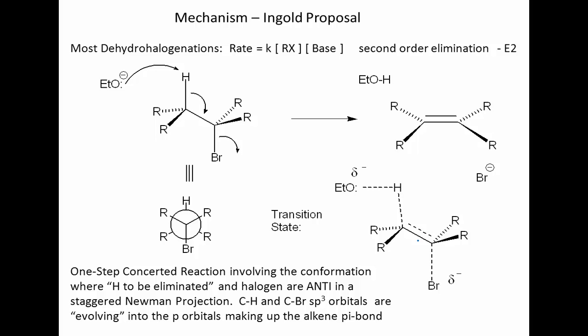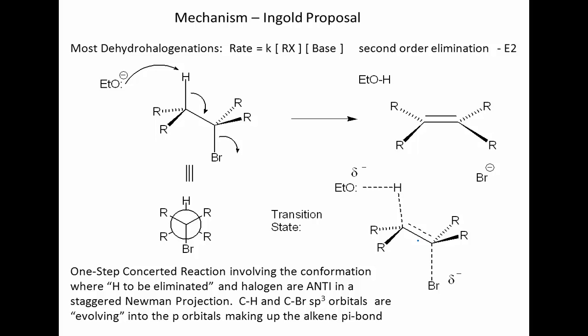All right, here's the mechanistic hypothesis. It's widely referred to as the Ingold proposal. Okay, most dehydrohalogenations are second-order reactions where the rate depends on the concentration of the alkyl halide and the concentration of the base. So you see that both of these are important in the rate-determining step.